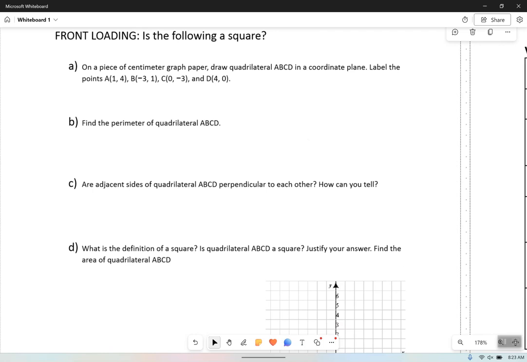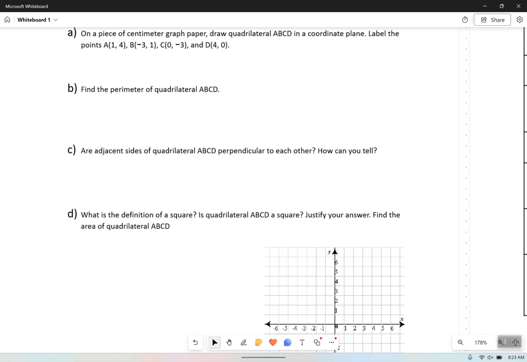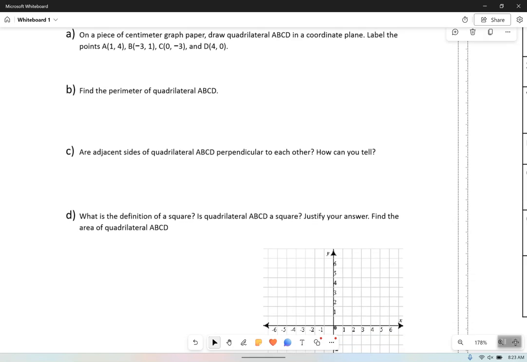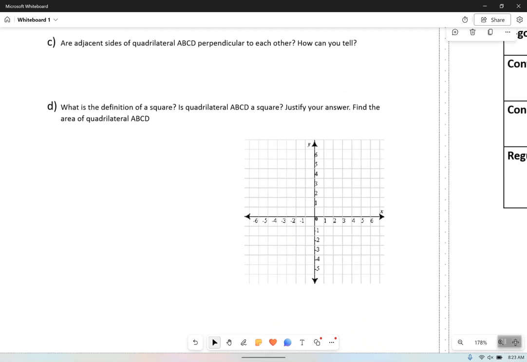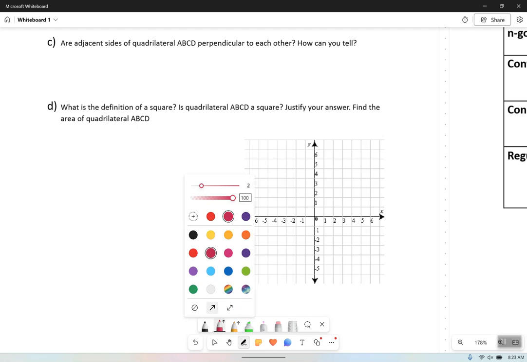Okay, it says on a piece of paper, graph quadrilateral ABCD in a coordinate plane. Label the points A, B, C, and D as labeled by their x, y coordinate. Okay, so we're going to do that in the coordinate plane down there first. So let's start with part A. Kids, how do you get to the point (1, 4) here? Okay, when you say over, specifically what direction? Right 1 and up what? Okay, right 1 and up 4.